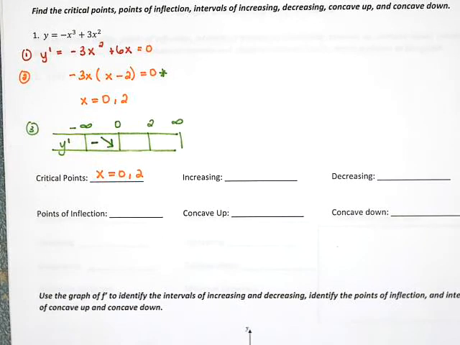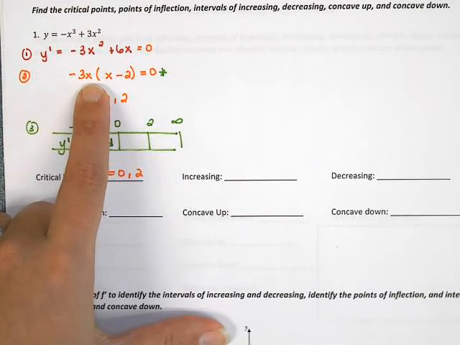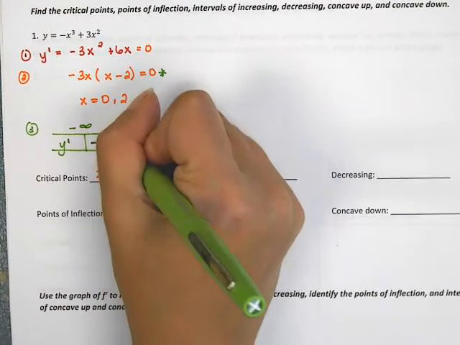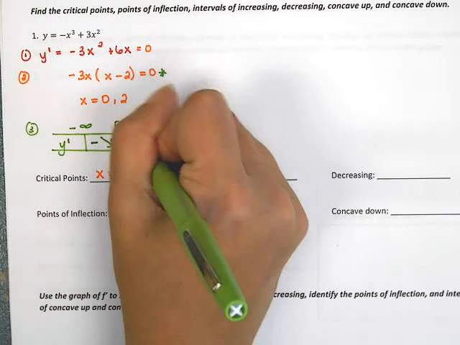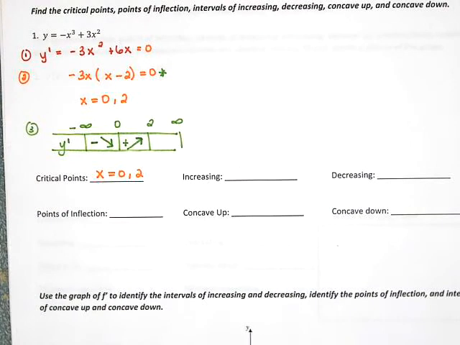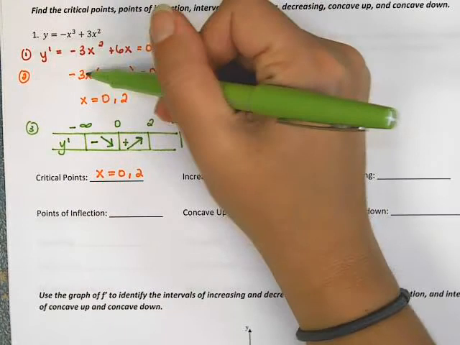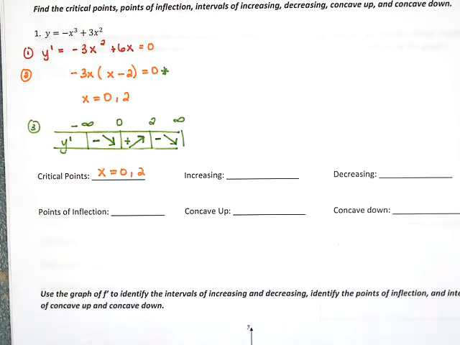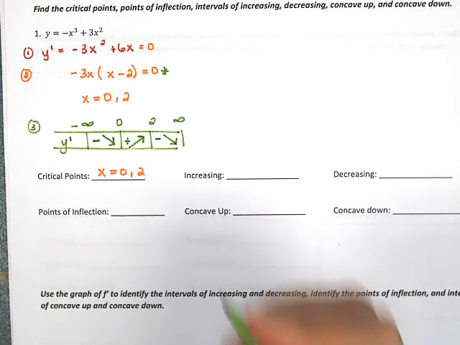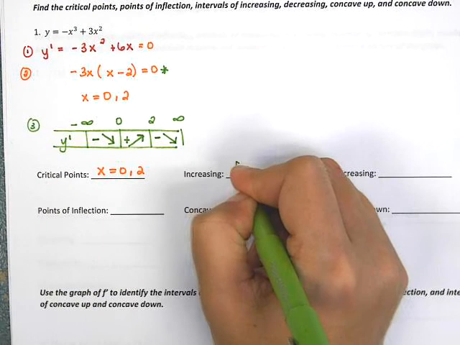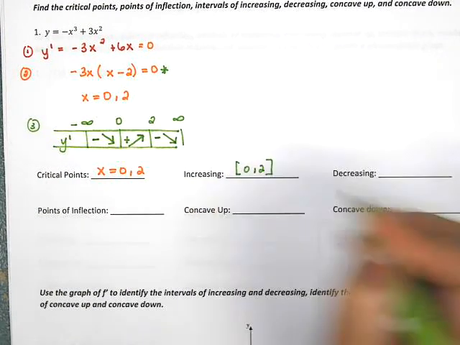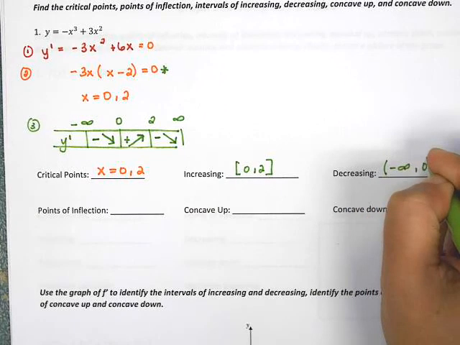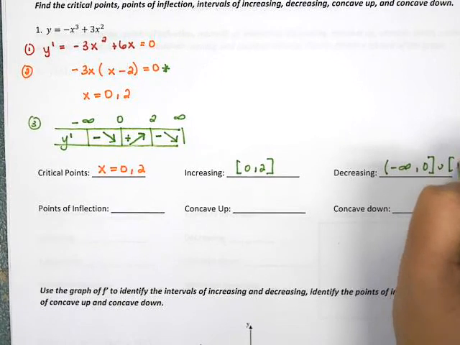Between 0 and 2, like positive 1, negative times a positive is negative. 1 minus 2 is negative. 2 negatives make a positive. Positive, I'm going uphill. Pick a number bigger than 2, like 10. Negative, positive, negative, when you multiply those together, downhill. So my increasing sections of the graph would be between 0 and 2, and my decreasing sections would be between negative infinity and 0, and between 2 and infinity.